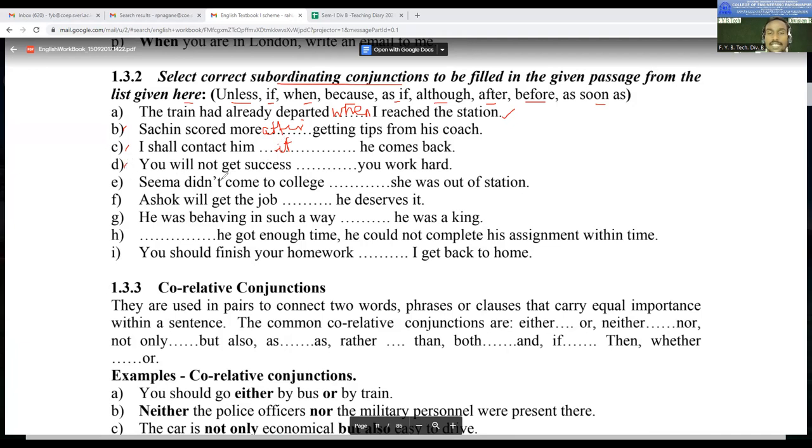Number D, you will not get success dash you work hard. Unless. Here, unless. Unless you work hard. Seema didn't come to college dash she was out of station. Because. As. Both are right. As she is out of station, because she was out of station. Both can be right. F, Ashok will get the job dash he deserves it. Because.